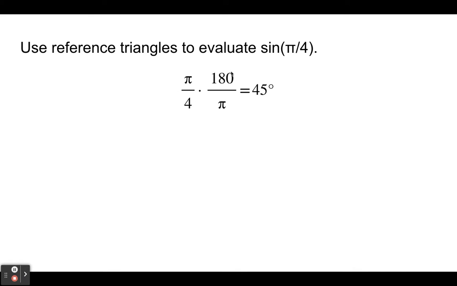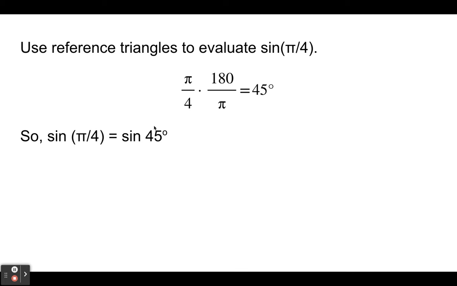All right, and this 180 should have a degree symbol here. So it's 180 degrees in the numerator because I want degrees. I want these pi's to divide out, so that's why the pi is in the denominator. Okay, divide them out. Again, you have 180 divided by 4, so 45 degrees. So sine of pi fourths is the exact same thing as sine of 45 degrees.